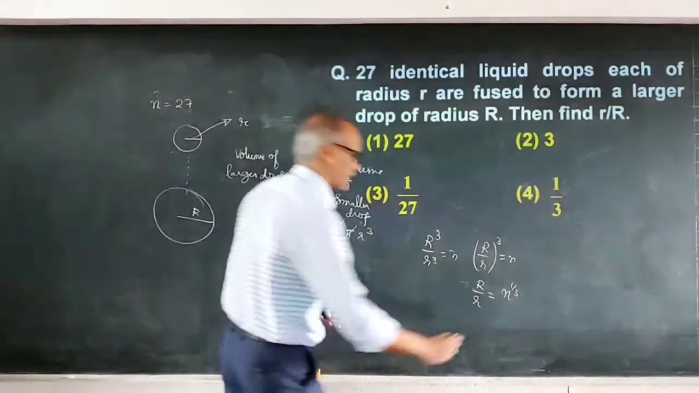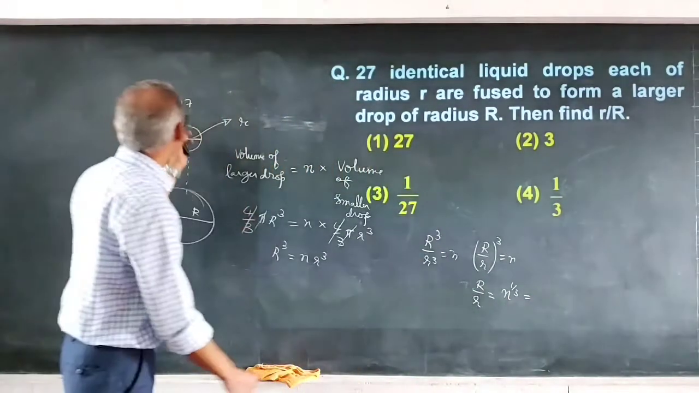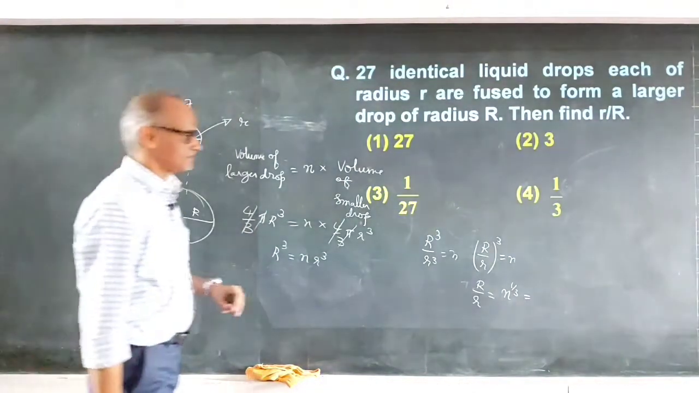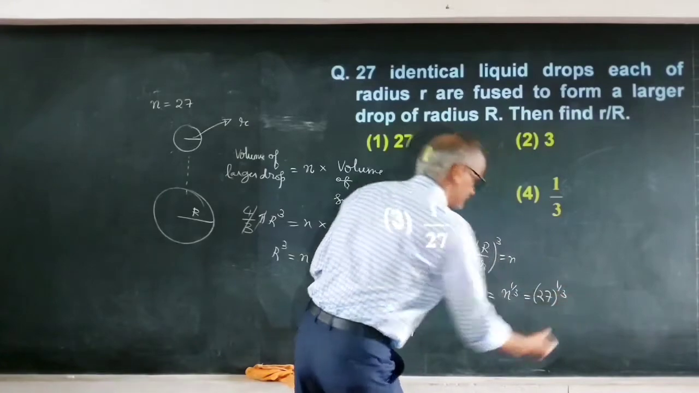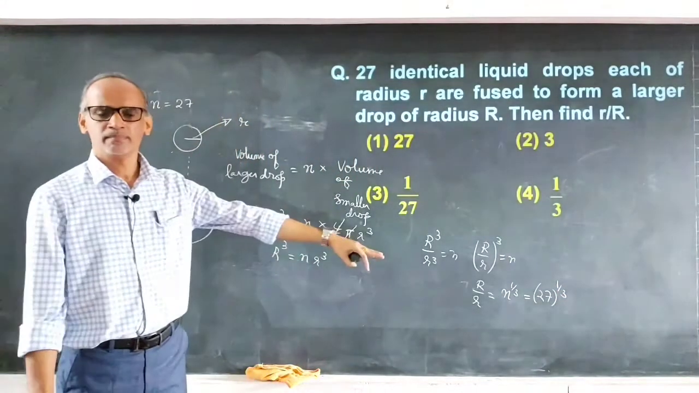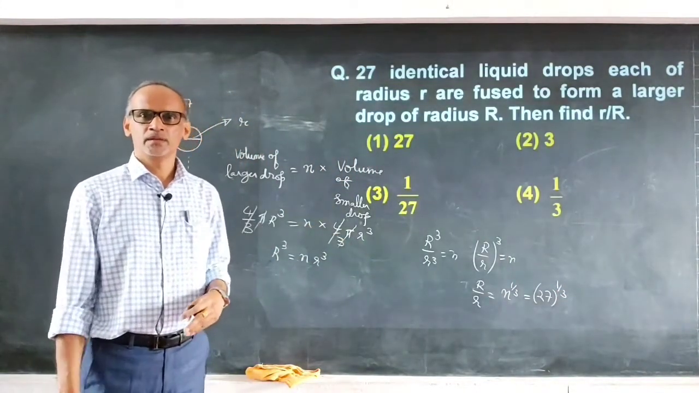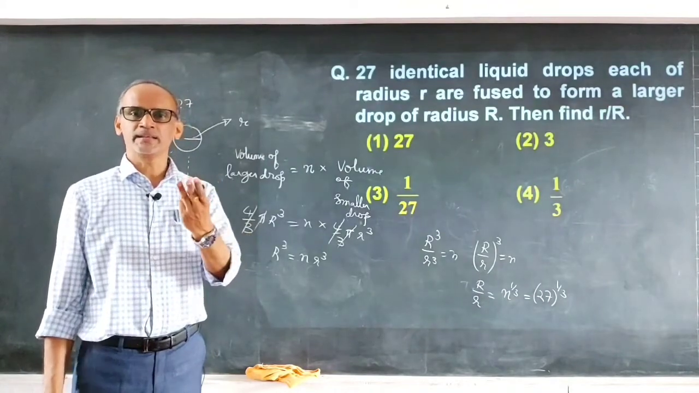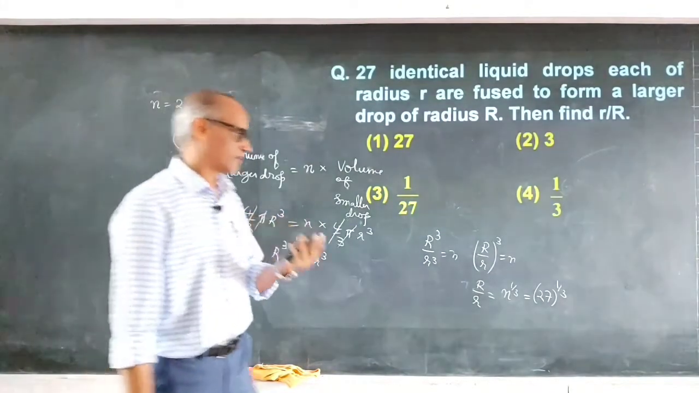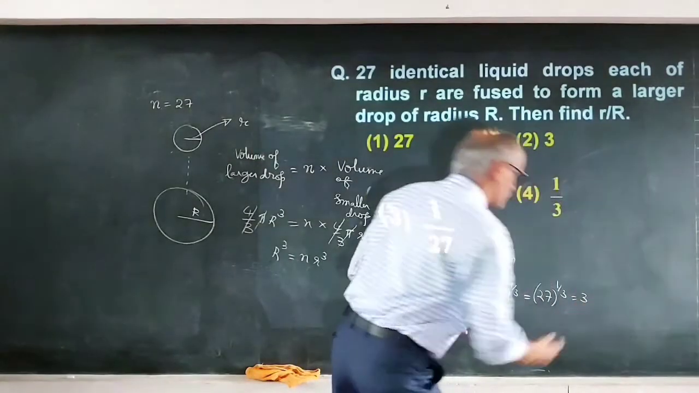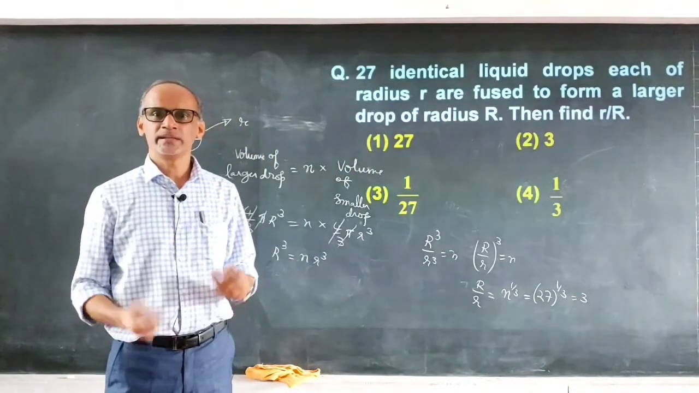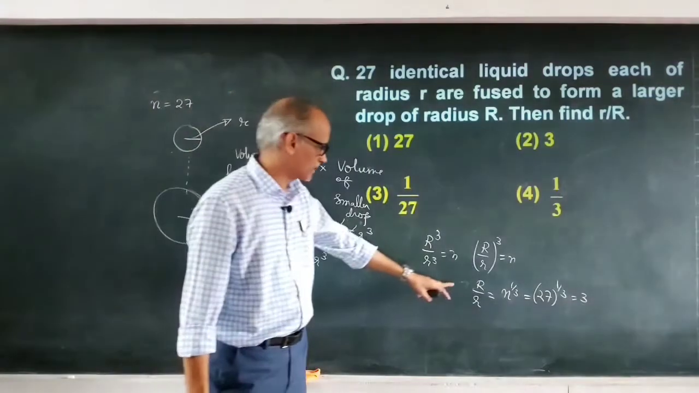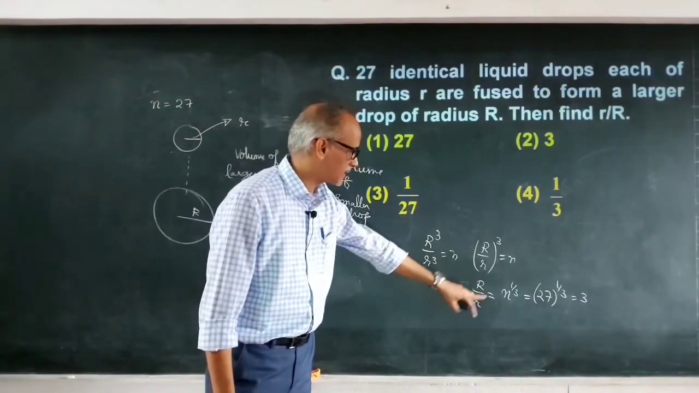Right. Now what is n? n is given as 27. What is the cube root of 27? It's a perfect root, right? Cube root of 27 is 3, because 3 cube is 27. So therefore the cube root of 27 is 3. And we have found capital R by small r is equal to 3.